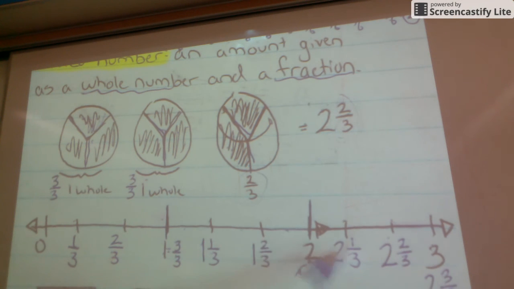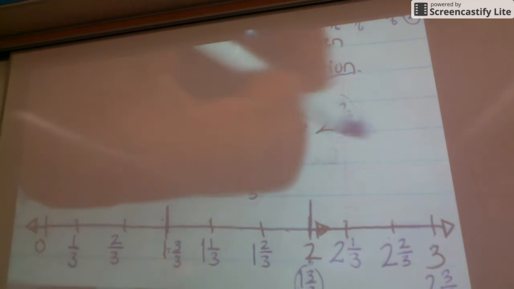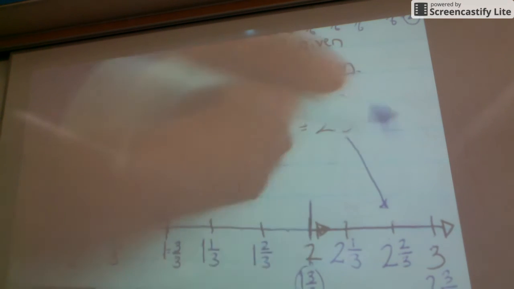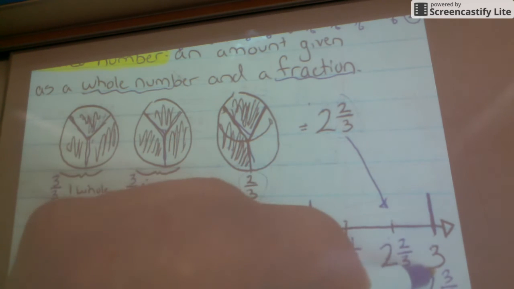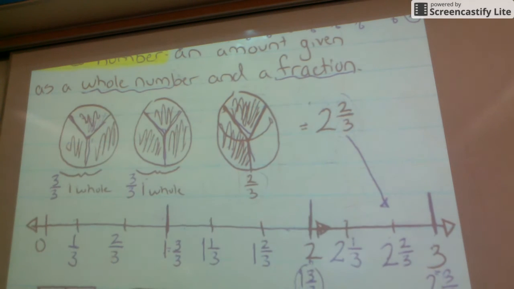Okay, the next number is going to be 2 and 1 out of 3, 2 and 2 out of 3, which is this number right here. And the next number after 2 and 2 out of 3 is 3 wholes, which is equal to 2 and 3 out of 3.